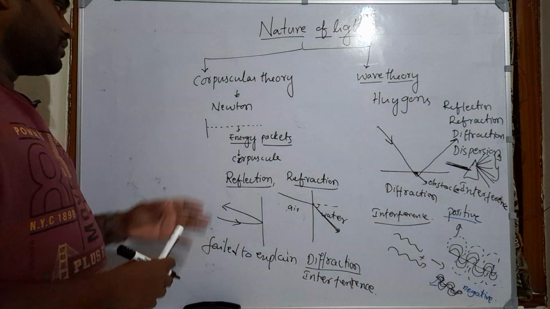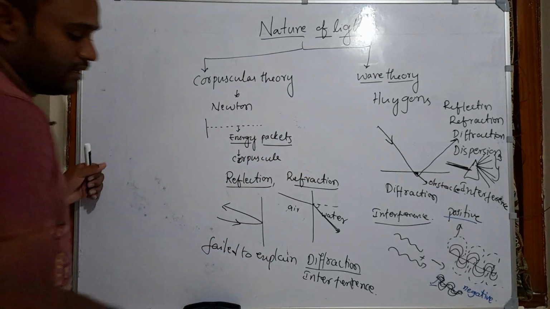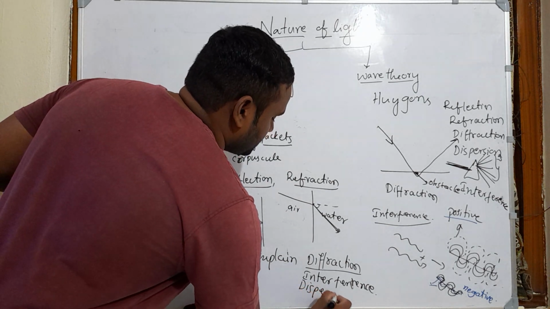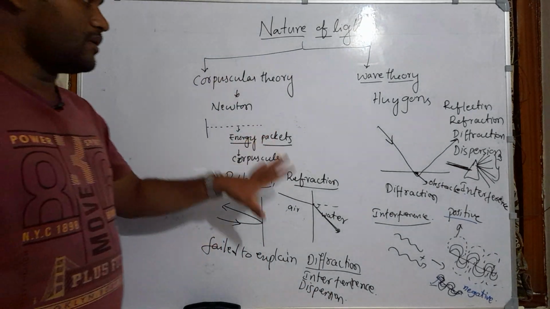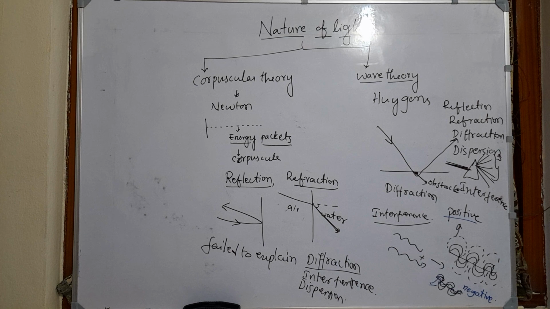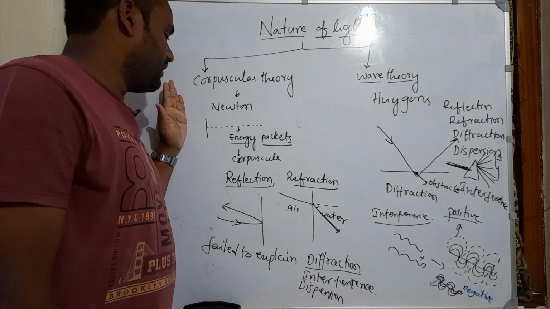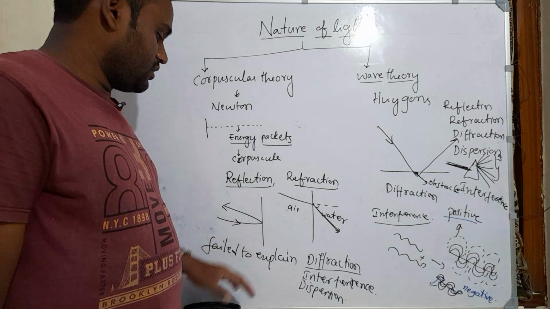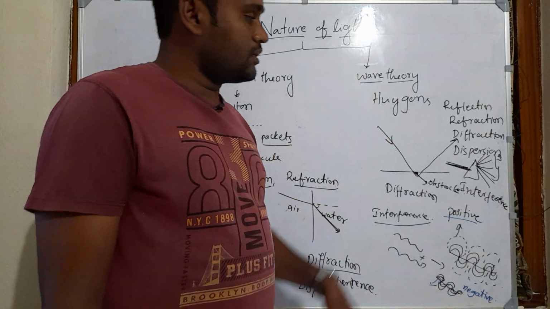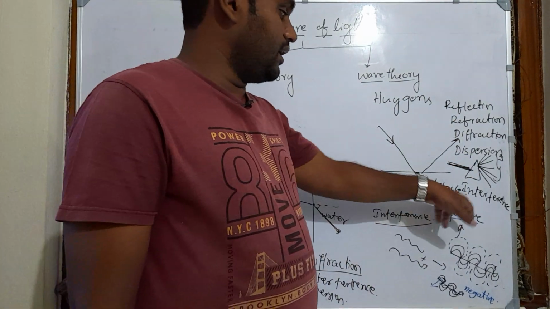This corpuscular theory can successfully explain reflection and refraction, but it failed to explain diffraction, interference, and dispersion. So after the wave theory, this corpuscular theory lost its standing. Wave theory can explain reflection, refraction, diffraction, dispersion, and also interference.